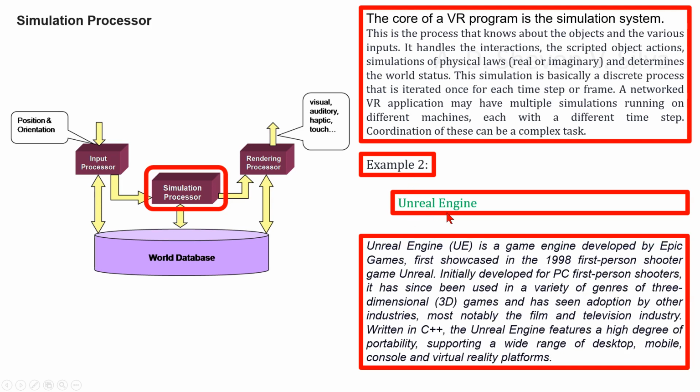As an example too, we can consider Unreal Engine. Unreal Engine (UE) is a game engine developed by Epic Games, first showcased in the 1998 first-person shooter game Unreal. Initially developed for PC first-person shooters, it has since been used in a variety of genres of three-dimensional (3D) games and has seen adoption by other industries, most notably the film and television industry. Written in C++, the Unreal Engine features a high degree of portability, supporting a wide range of desktop, mobile, console, and virtual reality platforms.